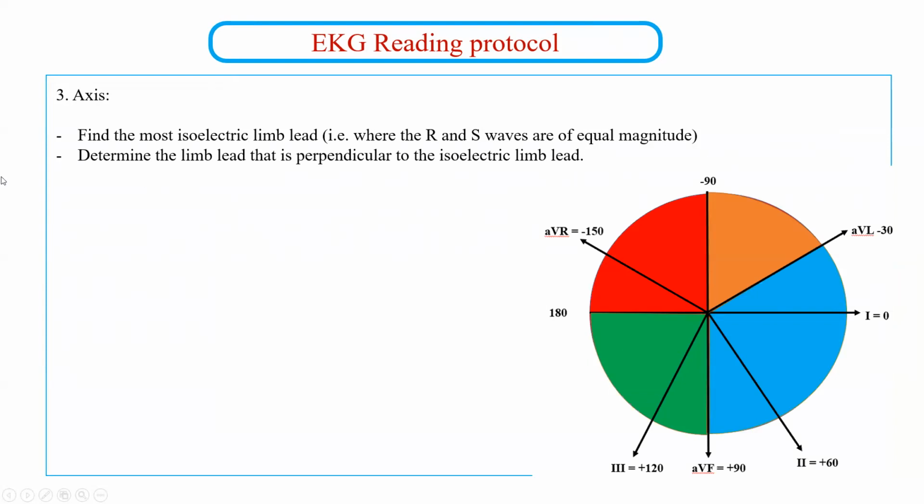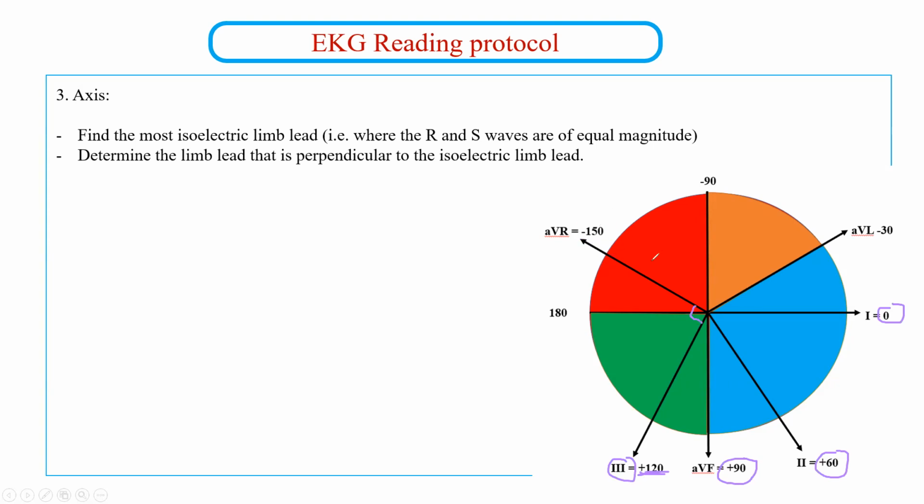Now, it's very easy to memorize this chart. The axis of lead 1 is 0. The perpendicular lead to lead 1 is aVF, which is positive 90. They are perpendicular. For lead 2, which is positive 60, the perpendicular lead is aVL, which is minus 30. For lead 3, which is positive 120, the perpendicular lead is aVR, which is minus 150.